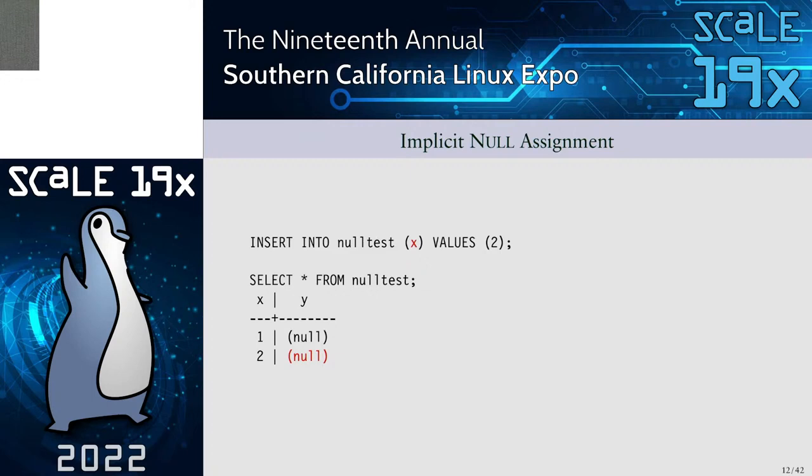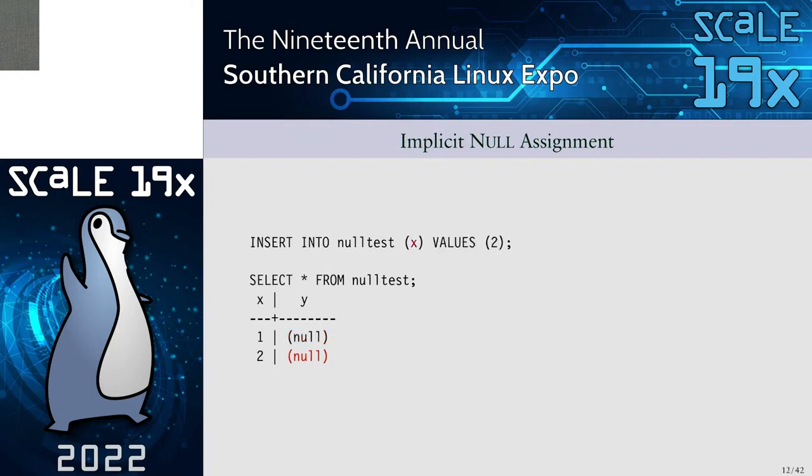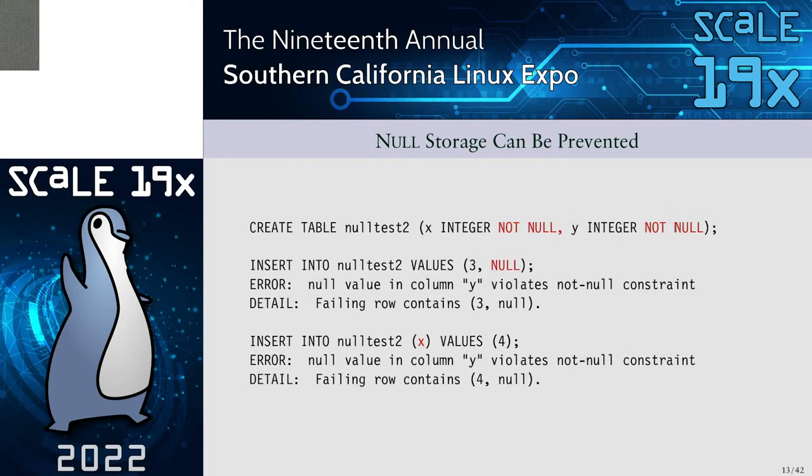Here is another way that nulls get into your system, but here we're doing it implicitly. How are we doing that? We're specifying only one of the two columns from the null test table. Remember, I said there's an X and a Y column. Here I'm just inserting into the X column. By not specifying the Y column, I implicitly inserted a null into that field, right?